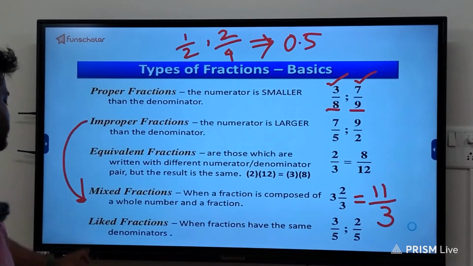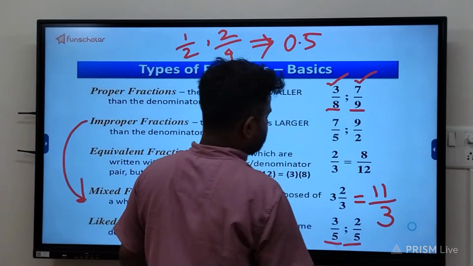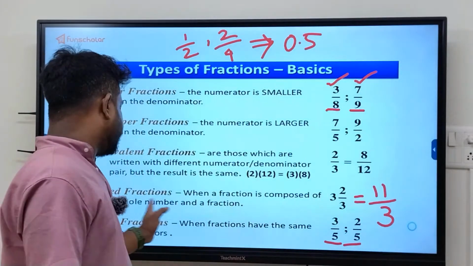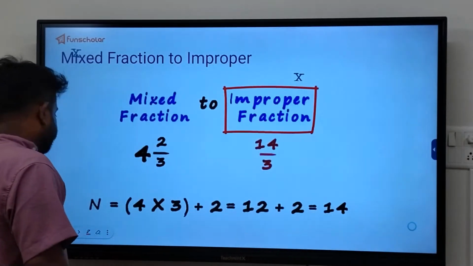Then comes the like fractions, when fractions have the same denominators. Here 5 and 5 are similar, so that's why we can say that these are like fractions. Okay, let's go to the next one.